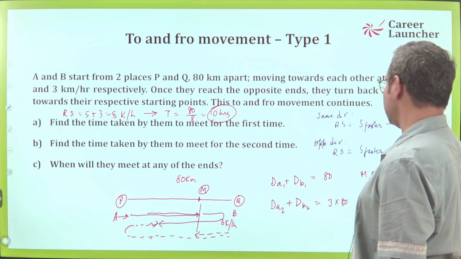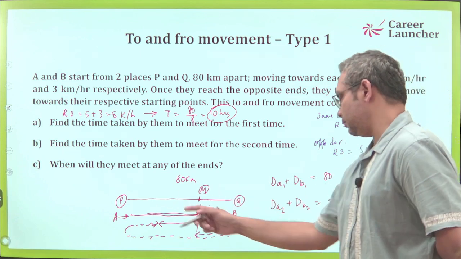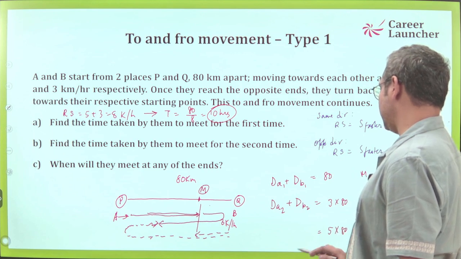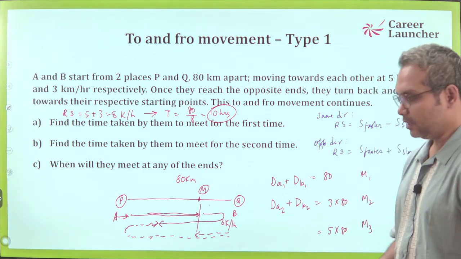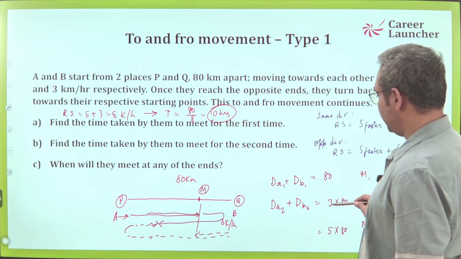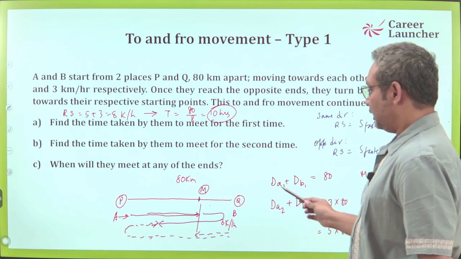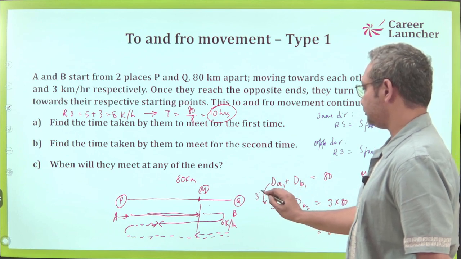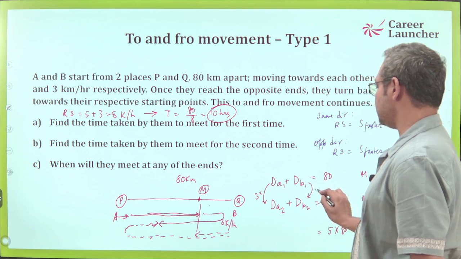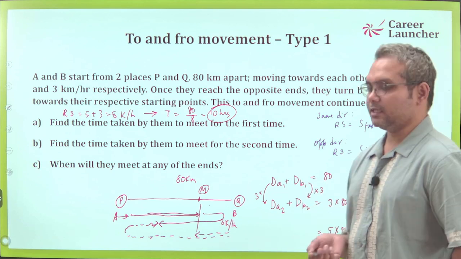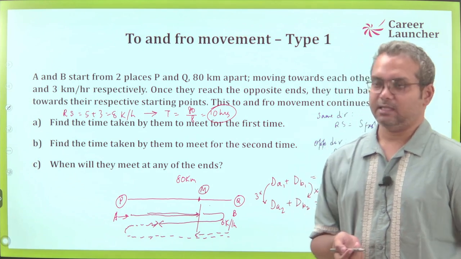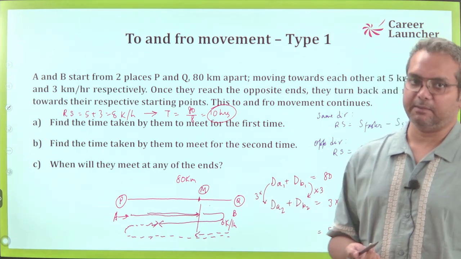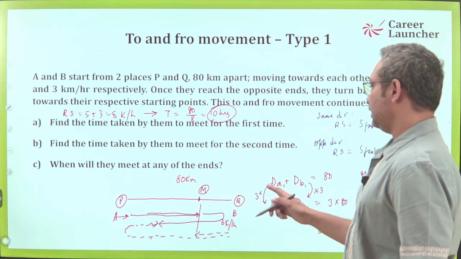If there was a third meeting and this process continued, then they would have to cover 5 times the total distance, 5 times 80 and so on. Now, if the total distance has tripled, that means each of their distances must have become 3 times, because they did not change their speeds, and whatever time A is travelling, B is also travelling for the same time. So, their time is the same, their speeds have not changed.